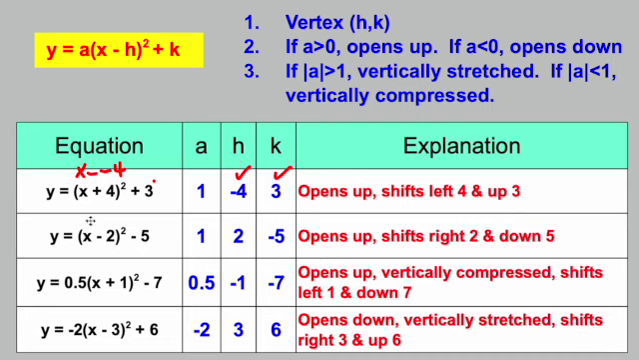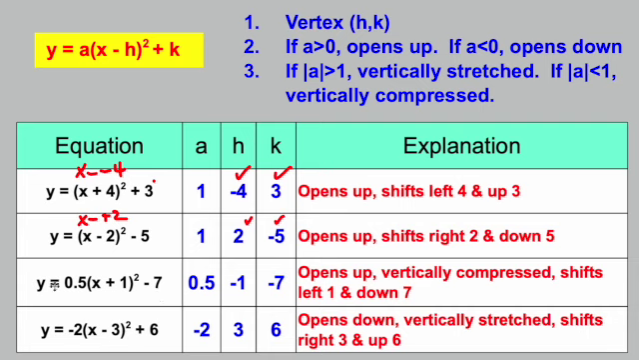If we look at the next one, remember this is the same thing as x minus a positive 2, and that is why h is 2. k is the number right here, negative 5. So our vertex is at 2, comma, negative 5. We'll be opening up because a is a value of 1, and we're shifting it right 2 and down 5.